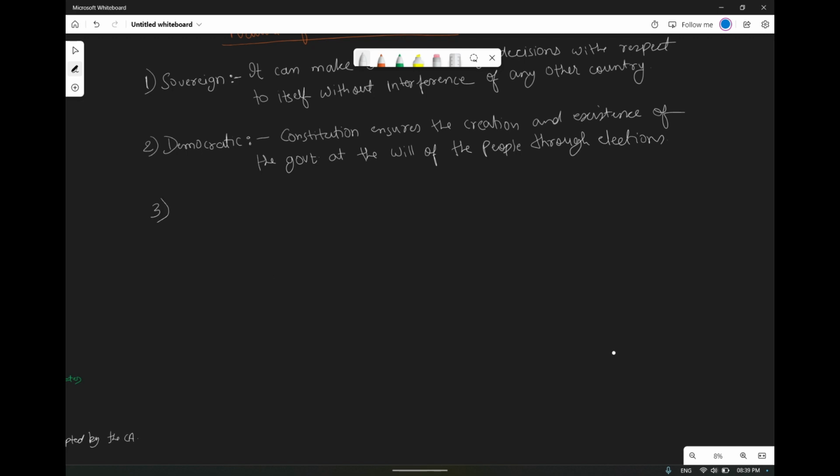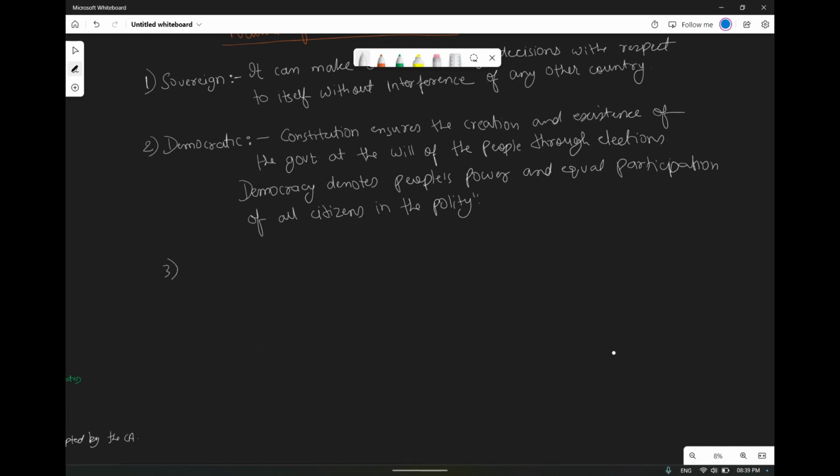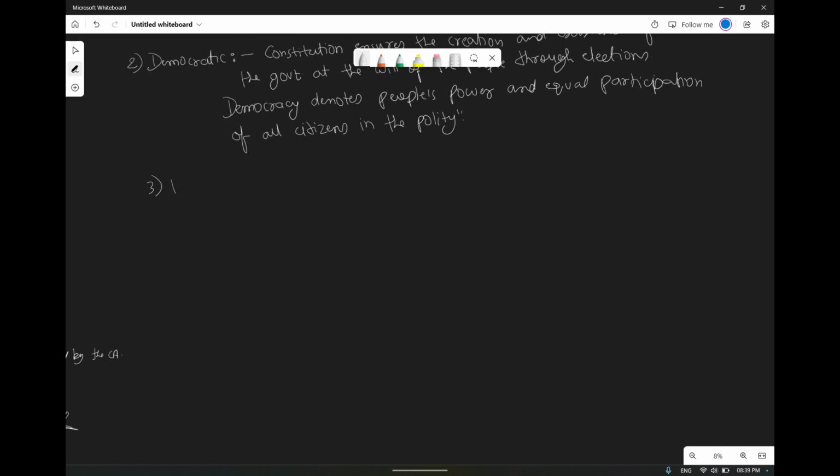And a third point, if you want to add more: democracy denotes people's power and equal participation of all citizens in the polity.